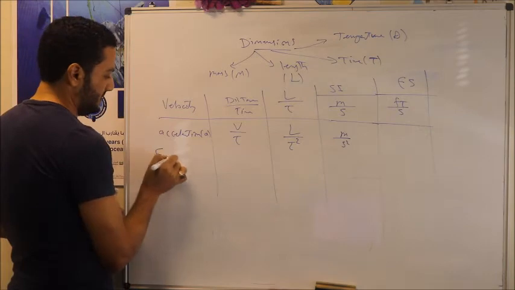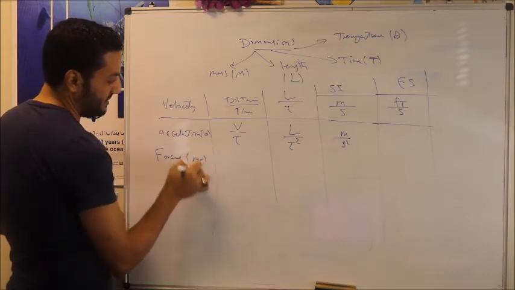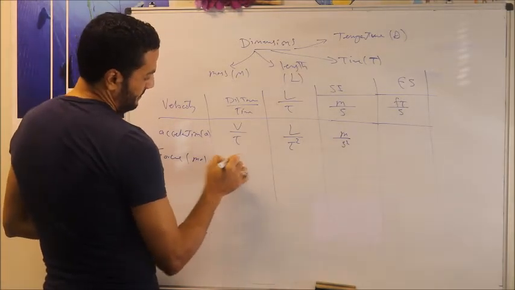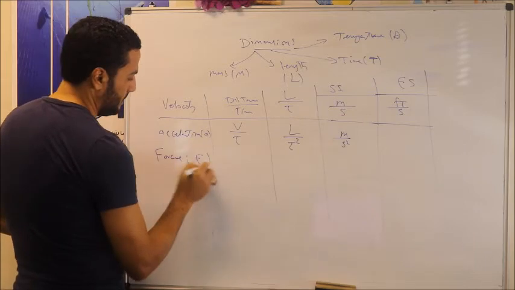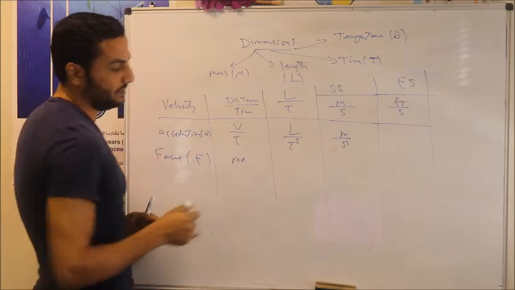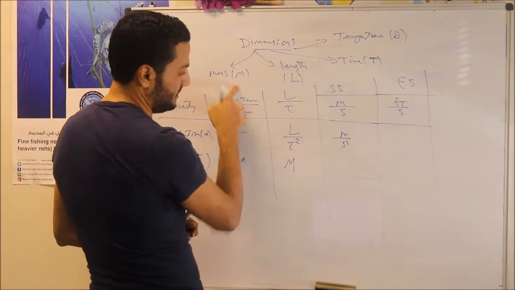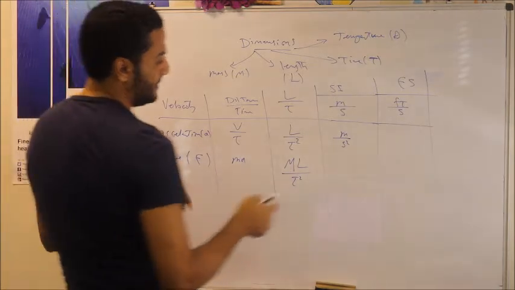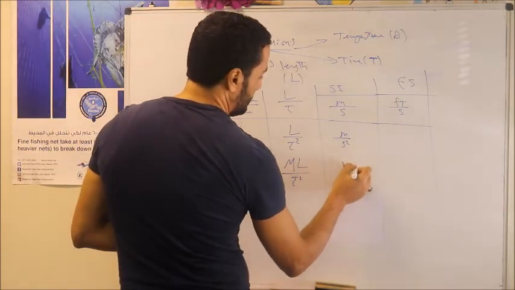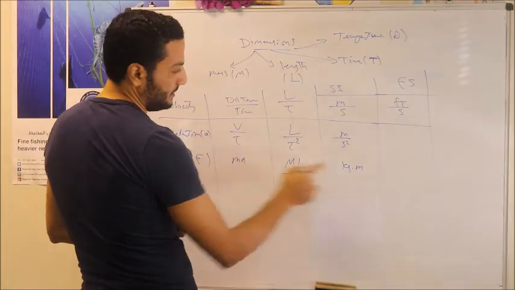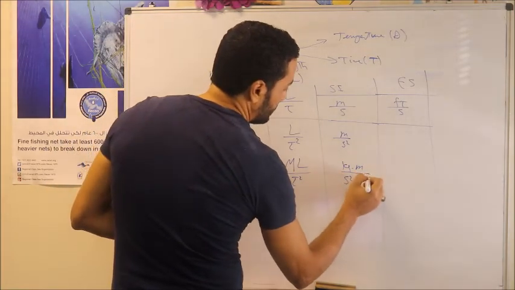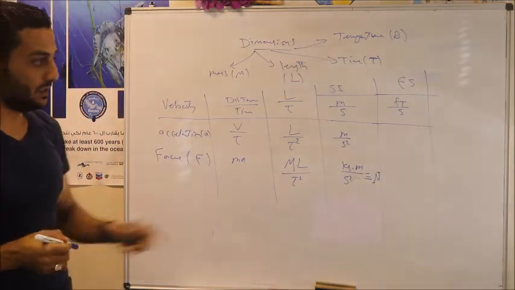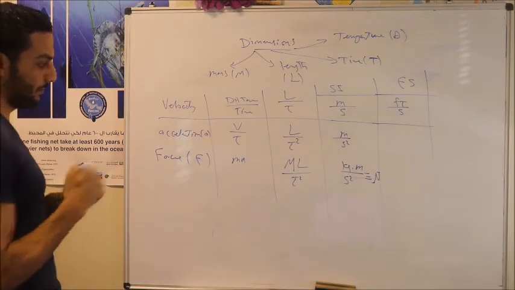The force, another example. Force is defined as mass multiplied by acceleration. So force has the symbol F and is defined as mass times acceleration. The dimension of mass is m, and acceleration is L over t square. The unit of mass is kilogram, and acceleration is meter per second square. Kilogram meter per second square is equivalent to Newton. So we have 1 Newton is equal to 1 kilogram meter per second square.